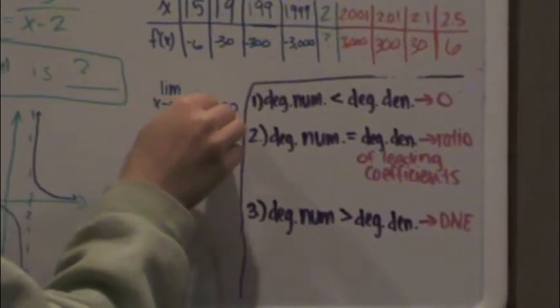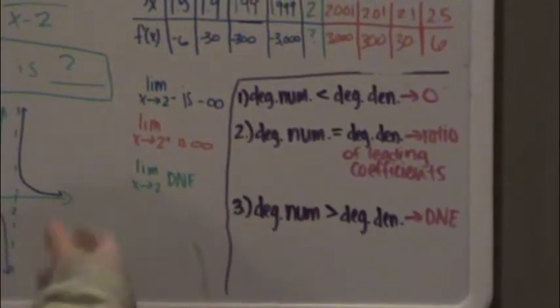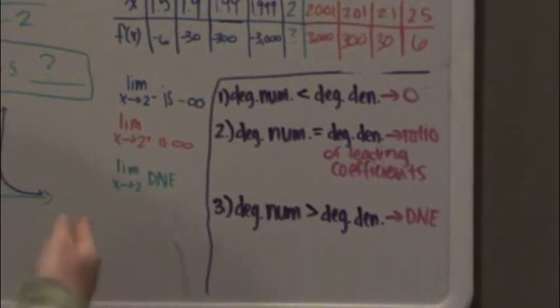You can see that these are two different limits, so you can conclude that the limit as x approaches 2 from both the left and the right does not exist.